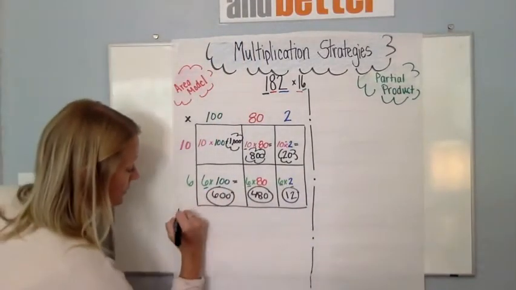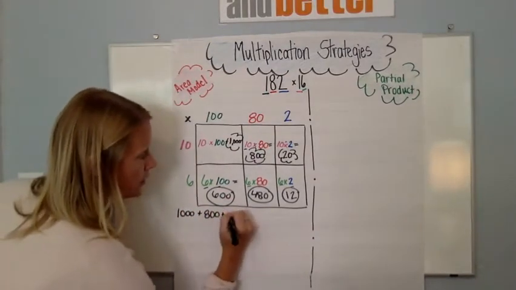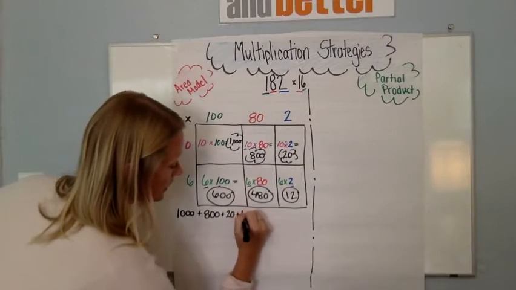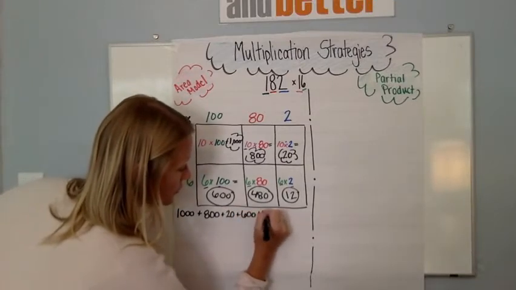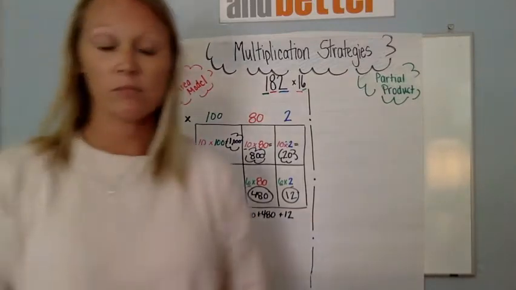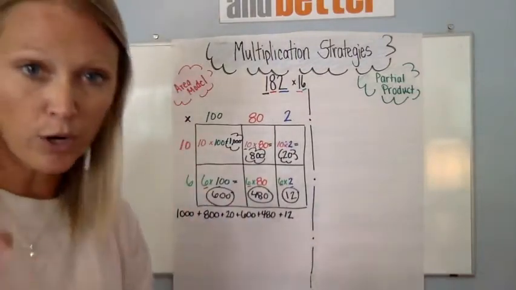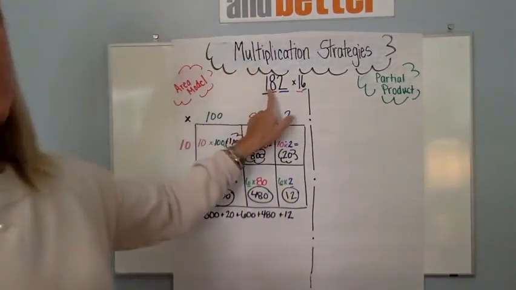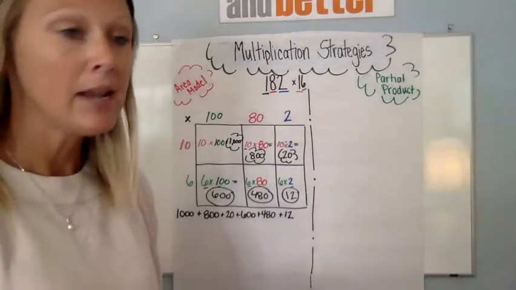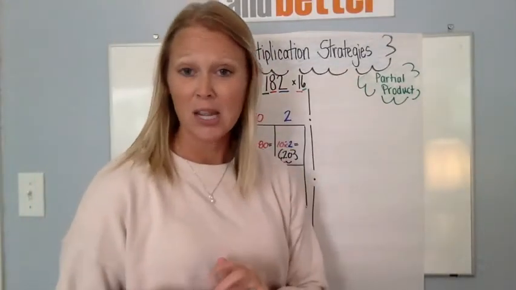I'm going to have 1,000 plus 800 plus 20 plus 600 plus 480 plus 12. So I'm going to smush all those together, and it's going to come up with our product of 182 times 16. Now I could line all these up. I'm actually going to add 3 numbers and then 3 numbers. That makes more sense to me.